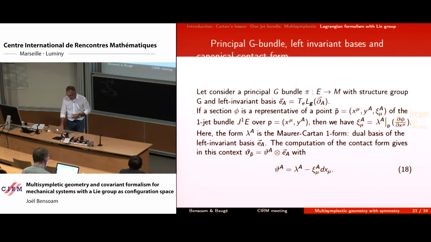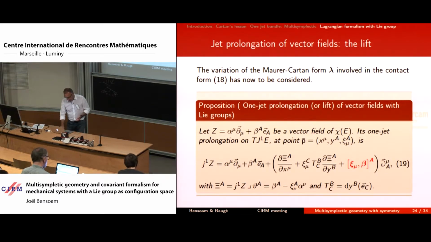You know well all these things. So we introduce the Poincaré-Cartan form to do that. So the velocity at the identity is the velocity somewhere in the group given to this Poincaré-Cartan form. So again, we can have a contact form to translate the holonomicity of the sections. So we can do exactly the same things.